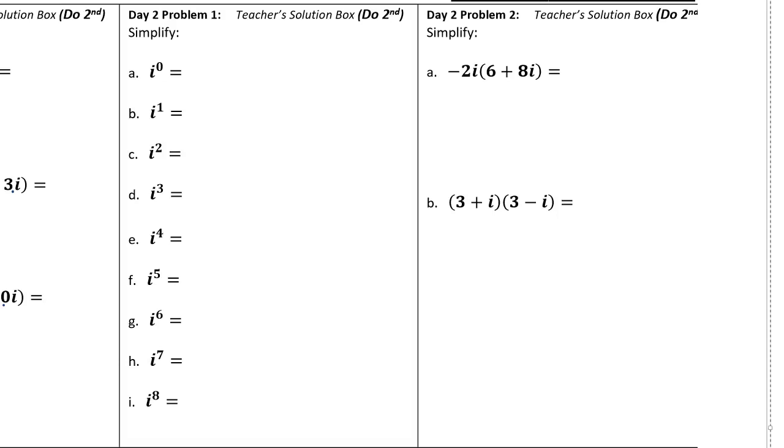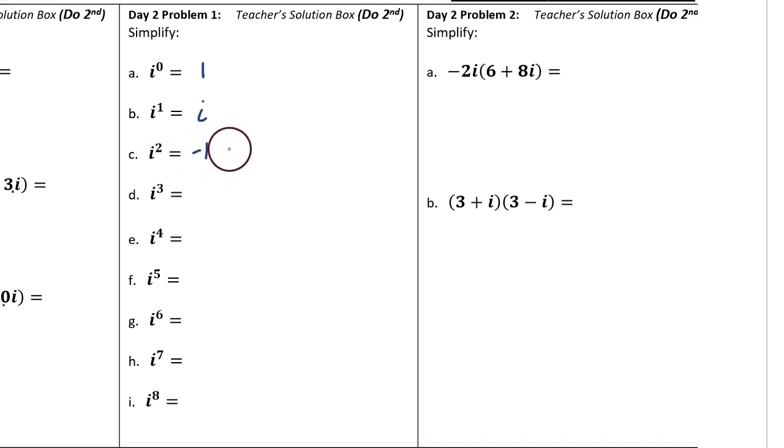Here are the answers for day 2, problem 1. Simplify every one of these powers of i. Starting with i to the 0. Any number except 0 raised to the 0 power is 1. Next one, i to the first power means you have only one i, so the simplest way to write that is i.